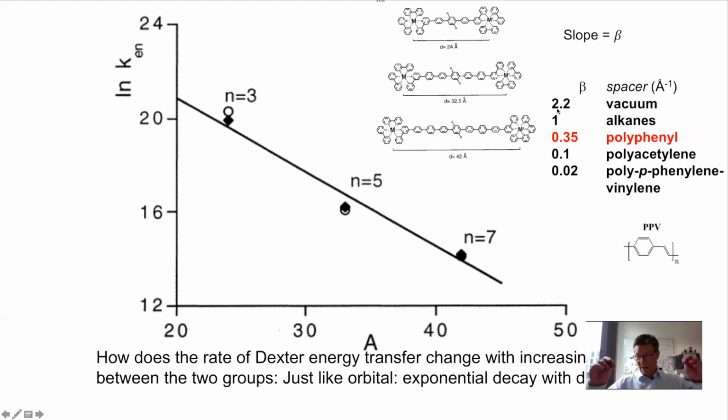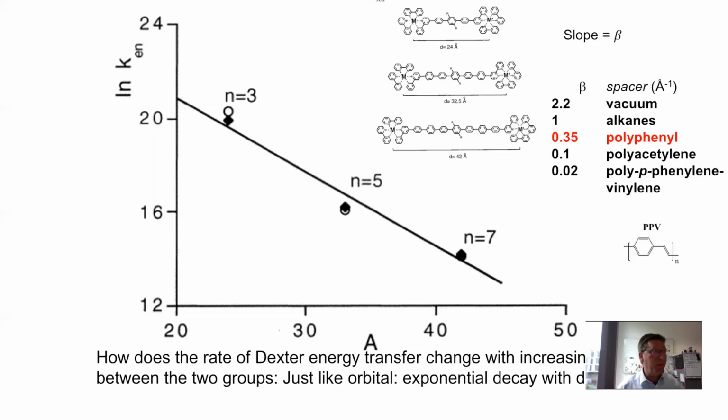If there is vacuum in between your donor and acceptor, it does not conduct or help the transfer process at all, so the beta factor is very high. If you put in between your donor and acceptor something like polyparaphenylene, a conductive polymer, then you can get very low beta values. And of course, if your beta value is 0, then your line is straight. Then your rate does not change if you increase the distance. So that tells you something about the beta factor.